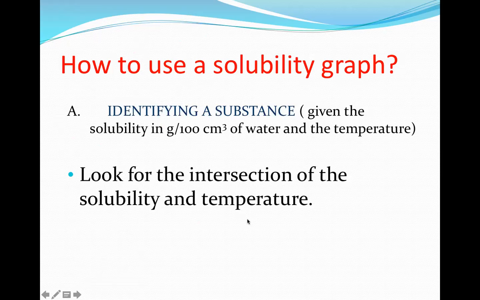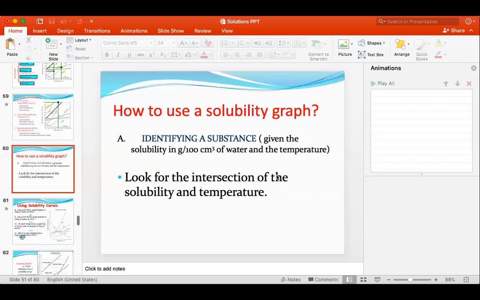All right, so again, the concept of using a solubility graph is we need to identify the substance. We look for the intersection of the solubility and the temperature and look for where it is in relation to the line for that substance. So that's the main concept of using a solubility graph.